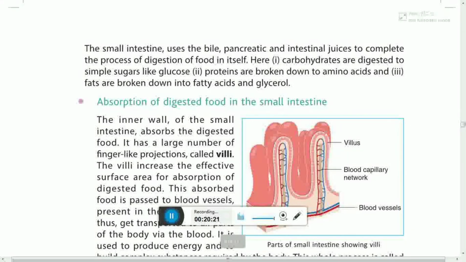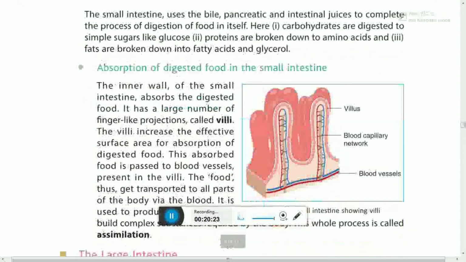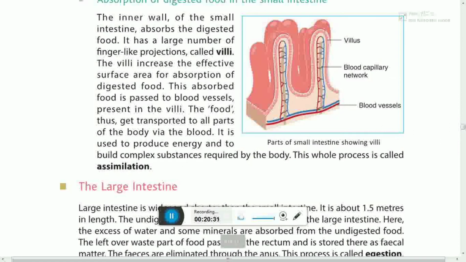Next is absorption of digested food in a small intestine. The inner wall of a small intestine absorbs the digested food. It has a large number of finger-like projections called villi. The villi increase the effective surface area for absorption of digested food. This absorbed food is passed to blood vessels present in the villi.